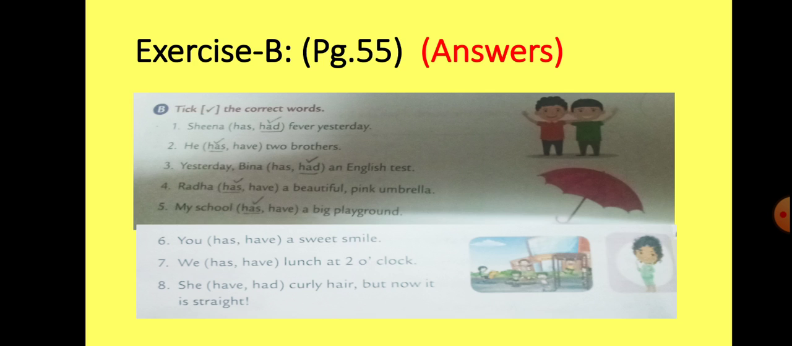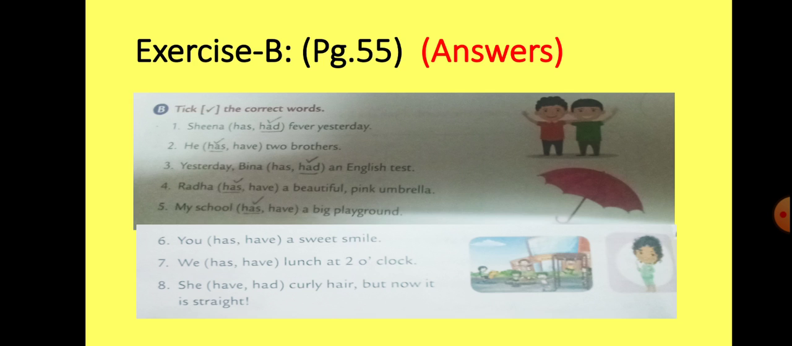Number 7, we. We is many, plural subject. So, we have to use have. It is not underlined, children. So, you can listen to my voice and underline it here. We have lunch at 2 o'clock.